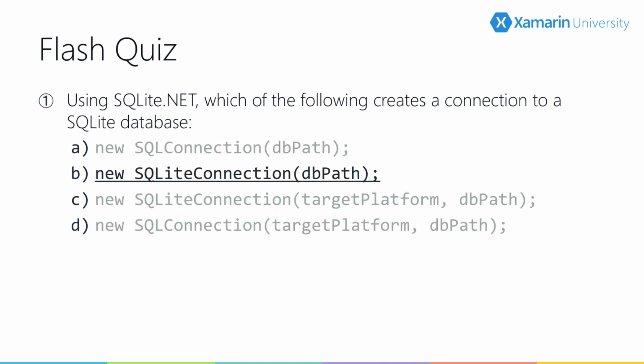The correct answer is B. You're creating a new SQLite connection, and typically you will only pass in the path unless you want to control additional underlying file system behavior.